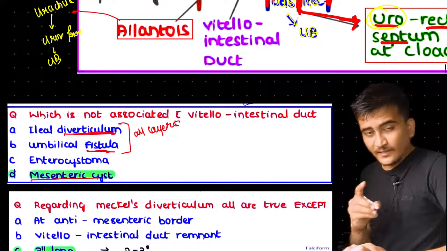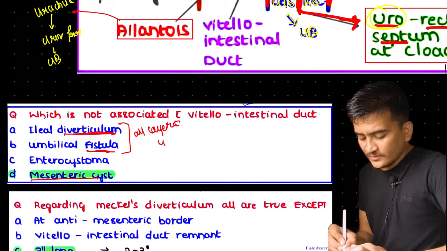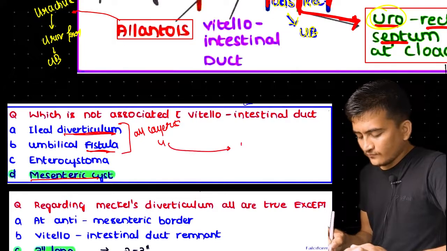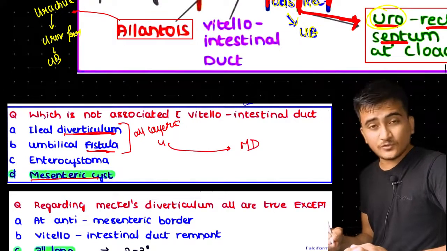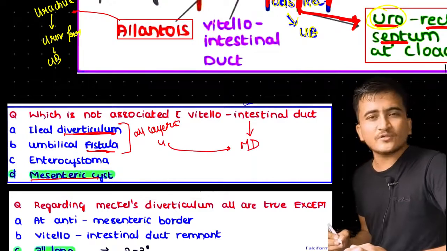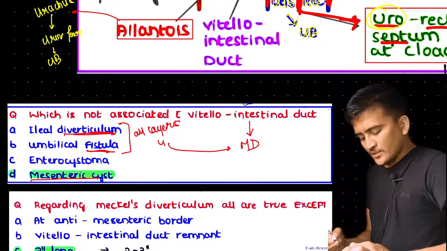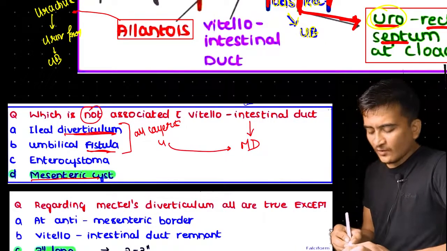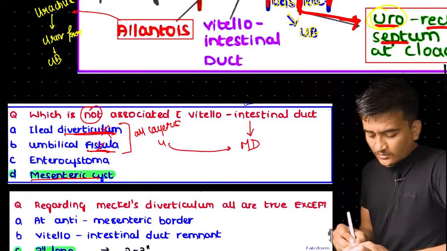They contain all four layers. And we have discussed that all four layers are the characteristic of Meckel's diverticulum. So it is also known as a true diverticulum. And Meckel's diverticulum is a result of vitellointestinal duct patency. So these two are associated with our vitellointestinal duct, so this cannot be the answer.